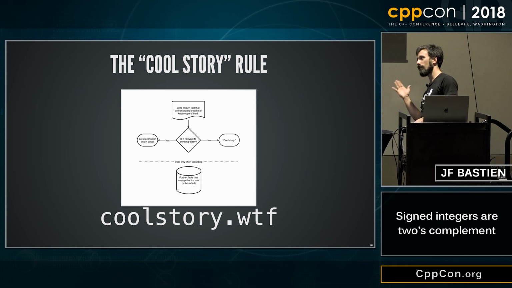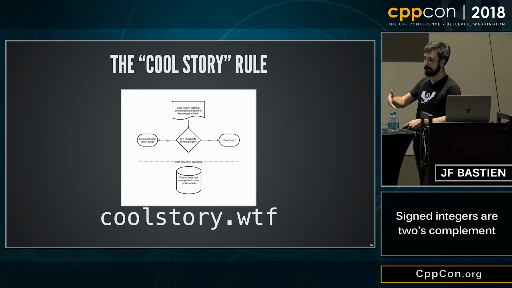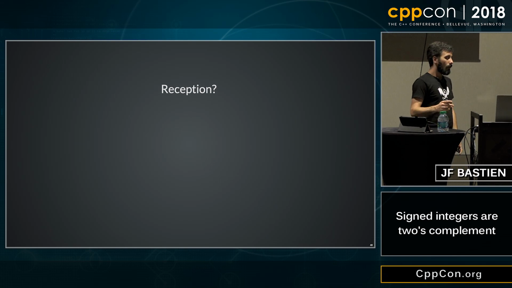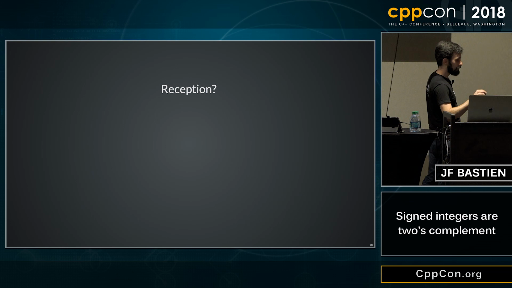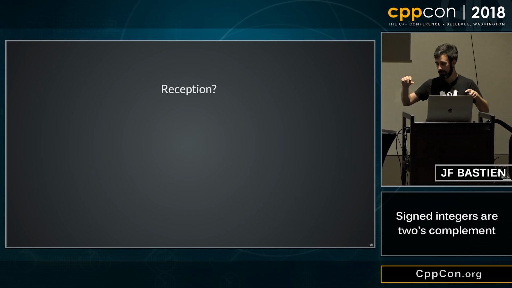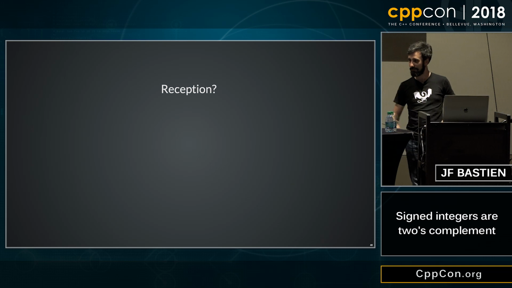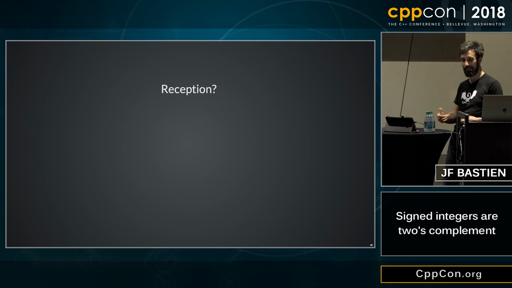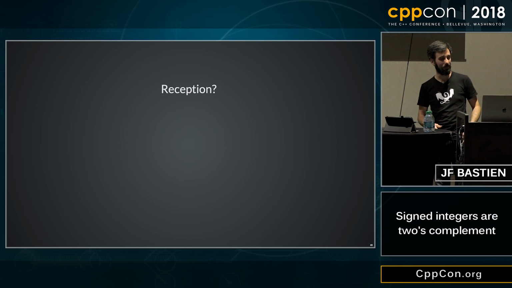OK, so I went in with the cool story rule, talked to the numerics group, talked to the undefined behavior group, talked to the language evolution group. What did they think, right? What was the reception? Well, initially, they really hated that I defined integers to wrap, right? And the title of the paper was basically that, you know, signed integers are 2's complement, right? So it was kind of clickbait already. I was trying to come in and have people care about this.